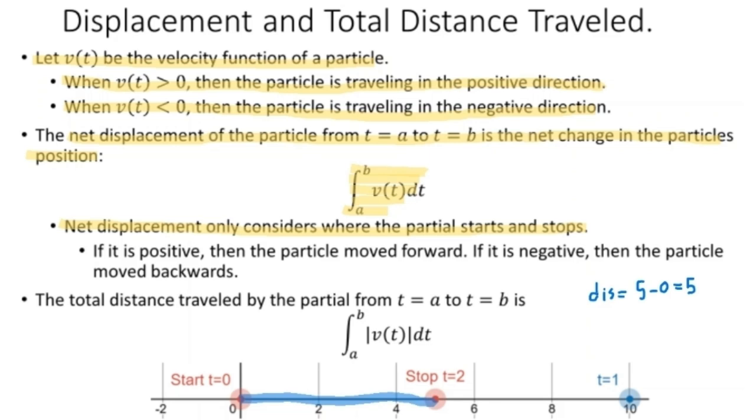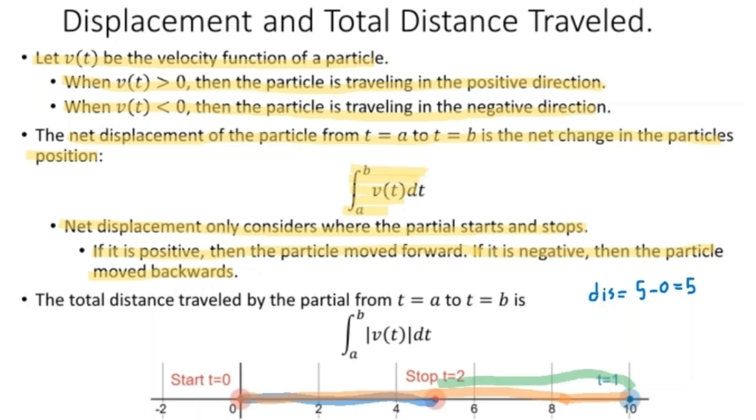Keep in mind displacement can be positive or negative. If it is positive, that indicates that the particle moved forward. If it is negative, that means the particle moved backwards. A particle can change direction many times over a time interval. For example, on our number line, from t equals 0 to t equals 1, our particle moved forward 10 units, but from t equals 1 to t equals 2, it moved backwards.